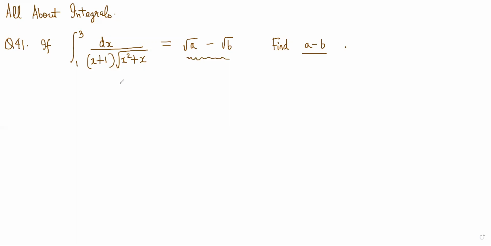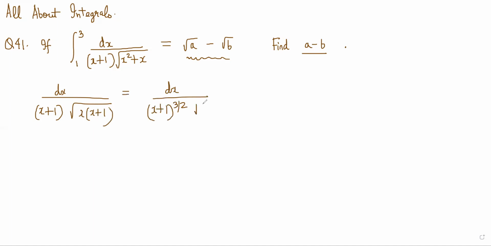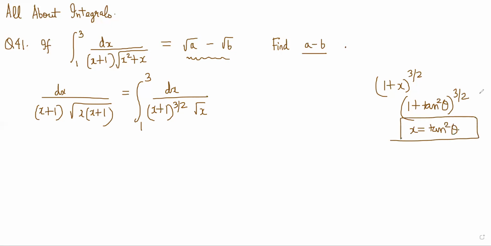We can obviously see that we can take x common here. And if you do that, you'll get something like this: root of x, (x plus 1). So this becomes dx by (x plus 1) whole power 3 by 2 and root of x, right? Now, this suggests a very simple substitution. Like if I have (1 plus x) whole power 3 by 2, I want to use the fact that I can do (1 plus tan square theta) whole power 3 by 2, right? If I put x is equal to tan square theta, that works not only for this root, but also for this root, tan square theta, right?